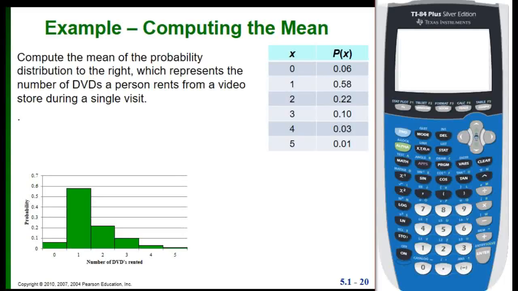We're going to look at an example of computing the mean for a probability distribution. So this probability distribution represents the number of DVDs a person rents from a video store during a single visit. So we have our probability distribution with the values of X in this column and the probabilities of X in the second column.